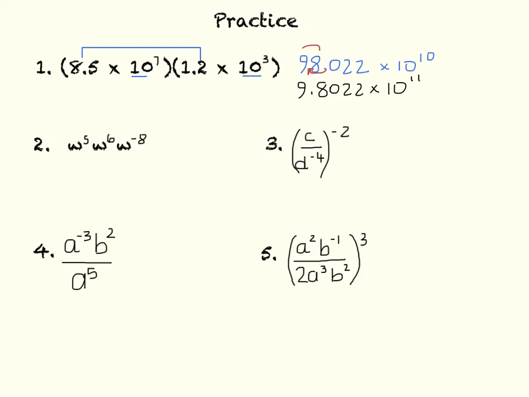Okay? In number 2, I just add my exponents. That's 5 plus 6 is 11. Subtract 8 is w cubed.